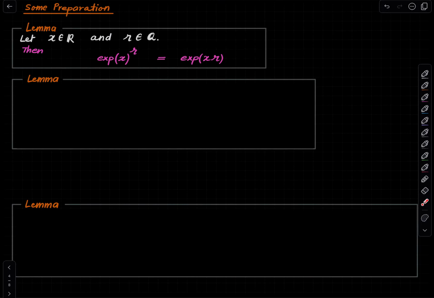So here is a simple exercise that if x is a real number and r is a rational number, then the exponentiation of x, or the exponential of x to the power r, which we just defined, this is a positive real to the power a rational. So we have defined it. That is equal to this thing. And this I leave as an exercise. It's a very simple exercise. Just use the homomorphism property of the exponential function, etc. Okay.